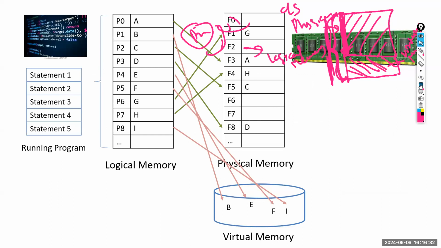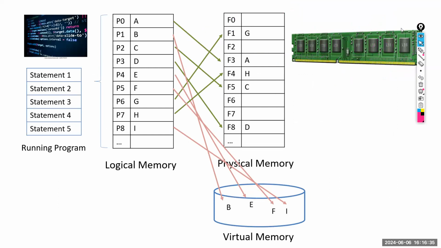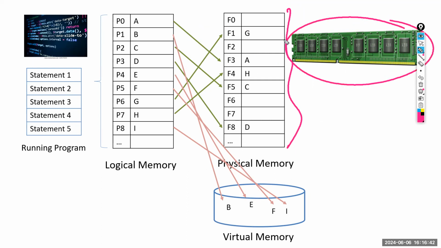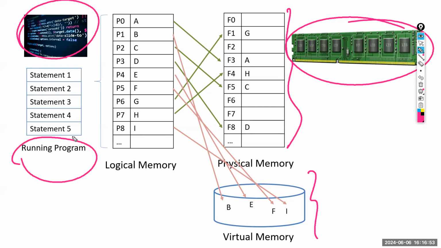So then we need translation. So this is your physical memory, the actual memory in your RAM. This is your virtual memory, part of the hard disk or SSD. And your running programs look at it as something called logical memory. Basically, logical memory covers both physical memory and virtual memory. Okay.